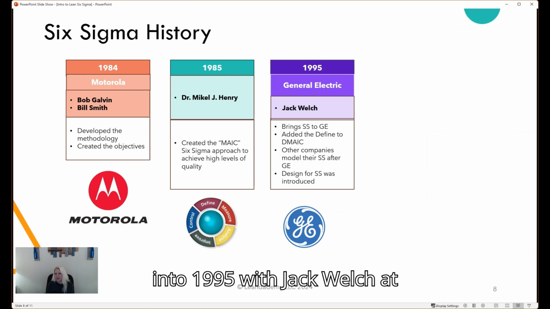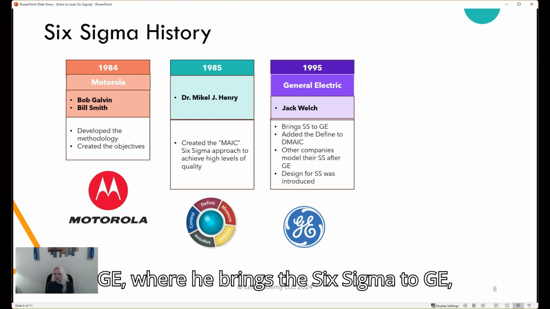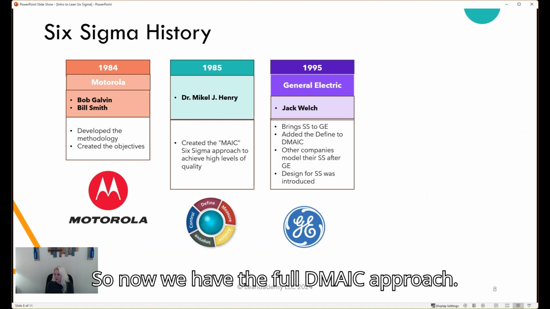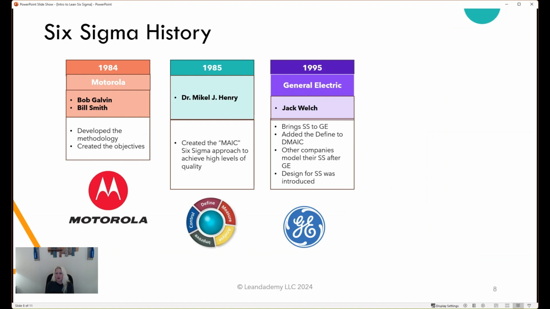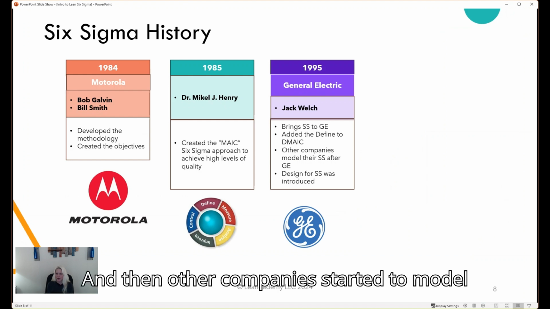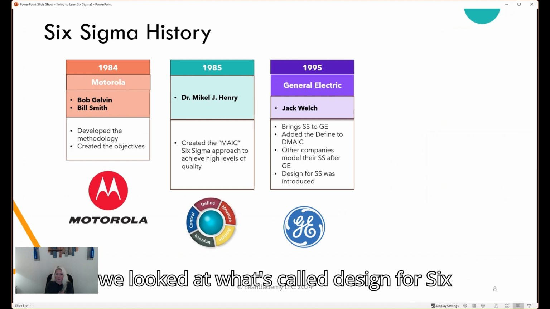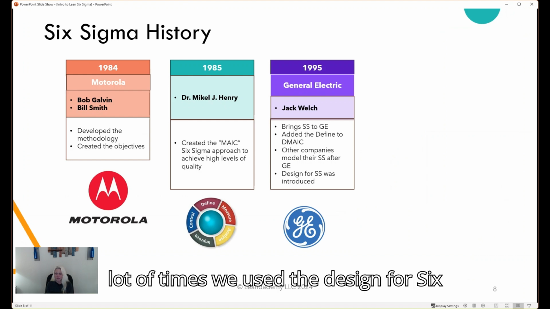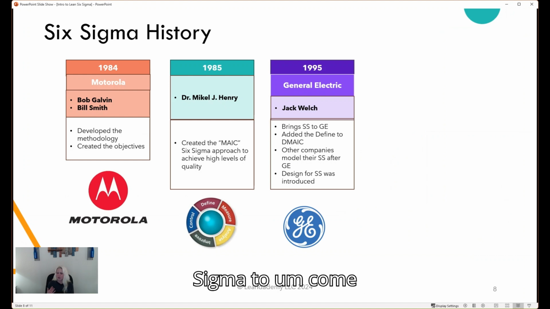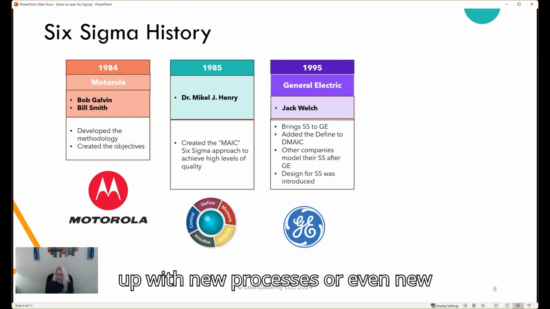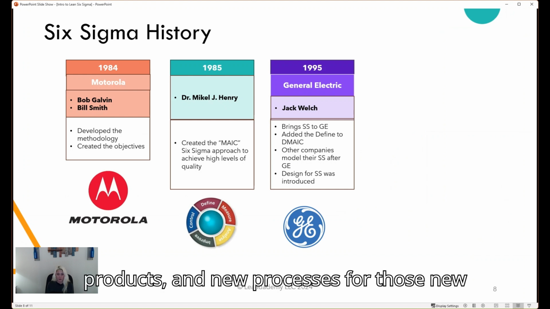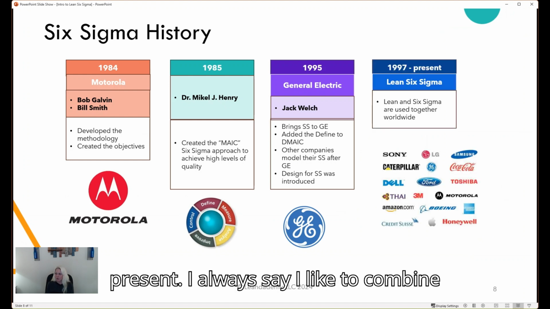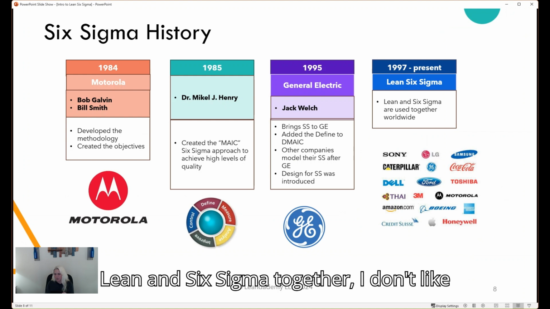Then we move into 1995 with Jack Welch at GE, where he brings Six Sigma to GE and where he also added the define. So now we have the full DMAIC approach. And then other companies started to model their Six Sigma after GE. And then also we looked at what's called Design for Six Sigma was introduced. And this is where a lot of times we used Design for Six Sigma to come up with new processes or even new products and new processes for those new products. So now if we get into the present, I always say I like to combine Lean and Six Sigma together.